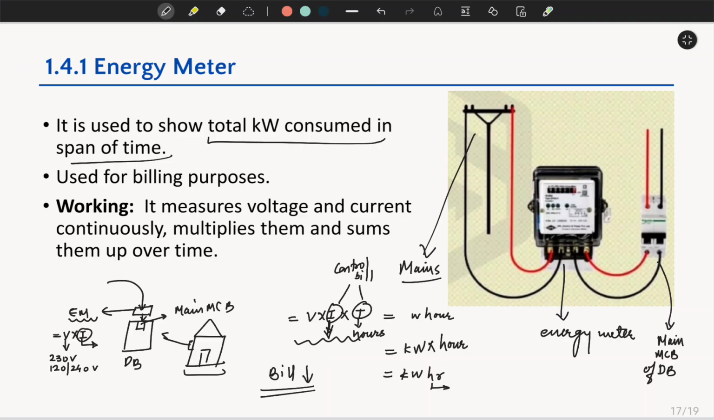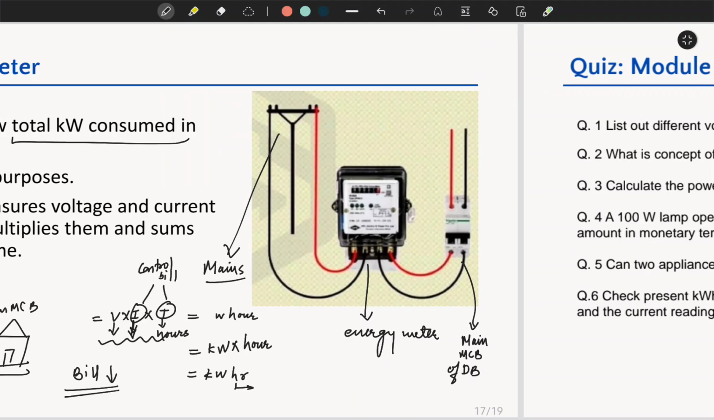I think we have understood this, and if you have any doubts, you can ask in the comment section, of course. In the next modules, we'll be learning how I can reduce my current, to control the billing, or how I can control the operating time of my different loads, which is t, because voltage is fixed by supply. So this was all about my energy meter, and how metering is done.